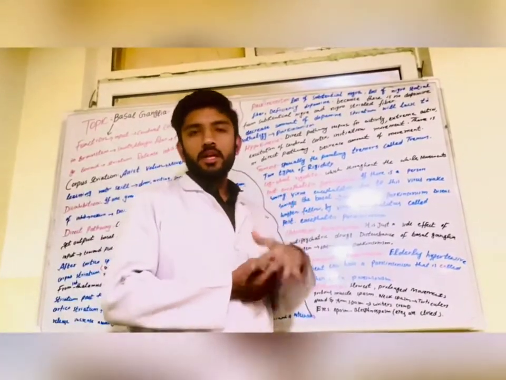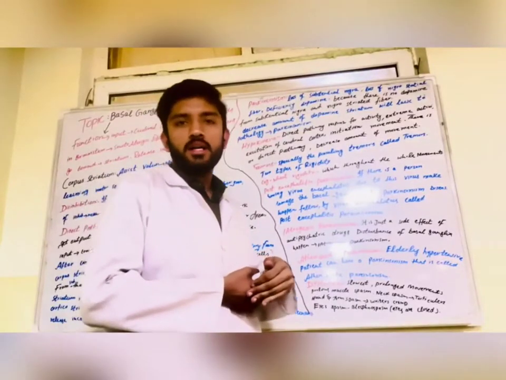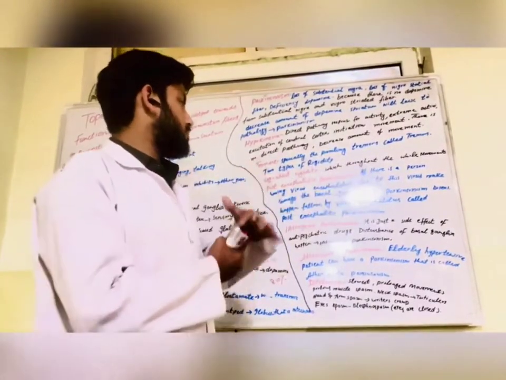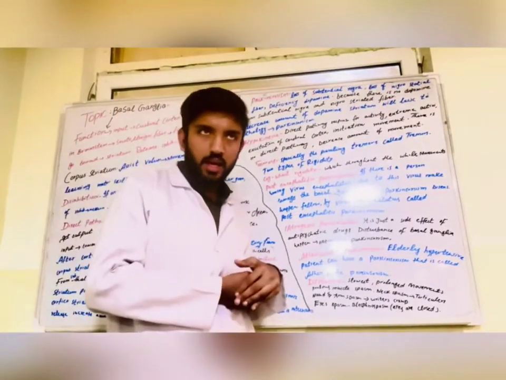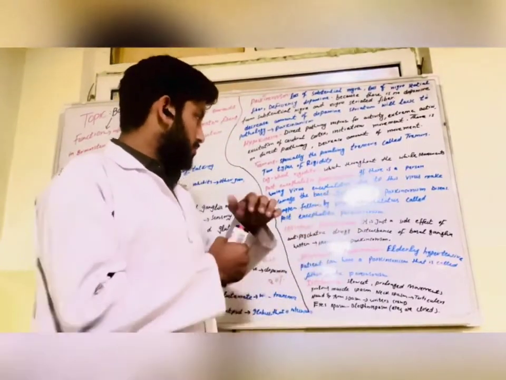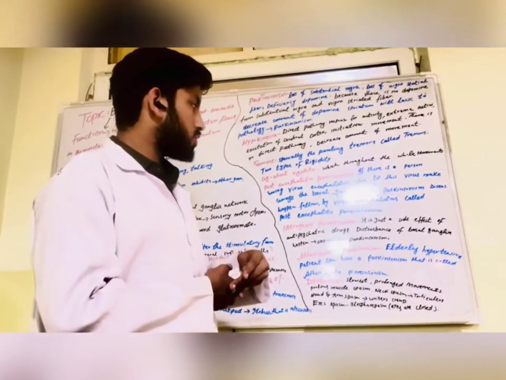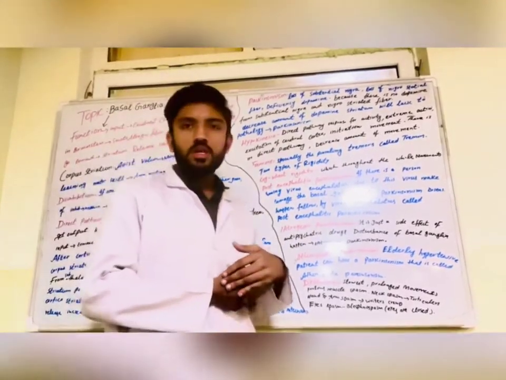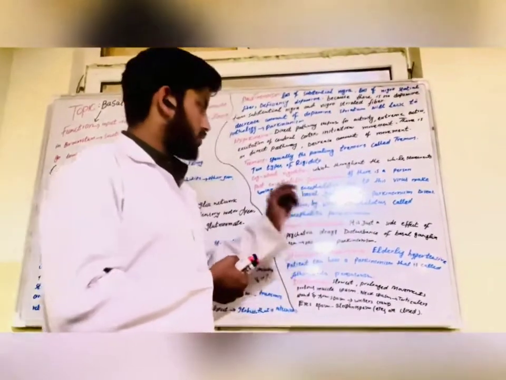If a person has a virus called encephalitis, this virus causes damage to the basal ganglia. If Parkinsonism happens following viral encephalitis, it is called post-encephalitic Parkinsonism.